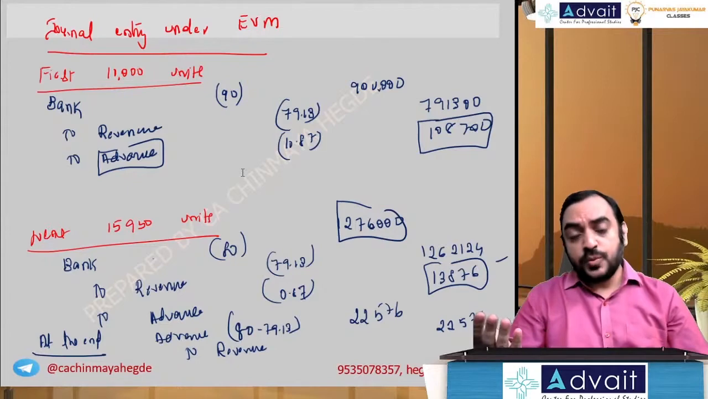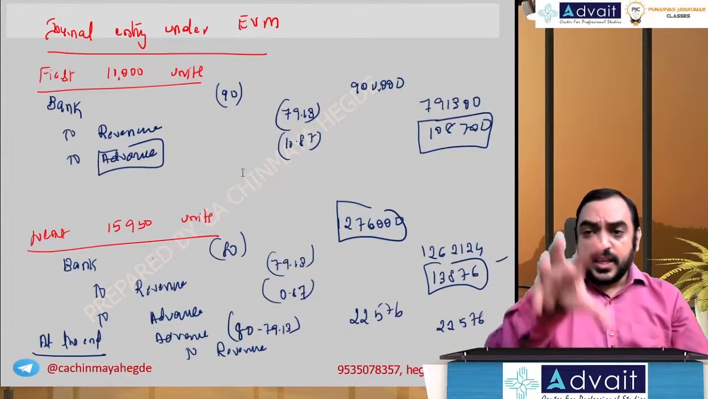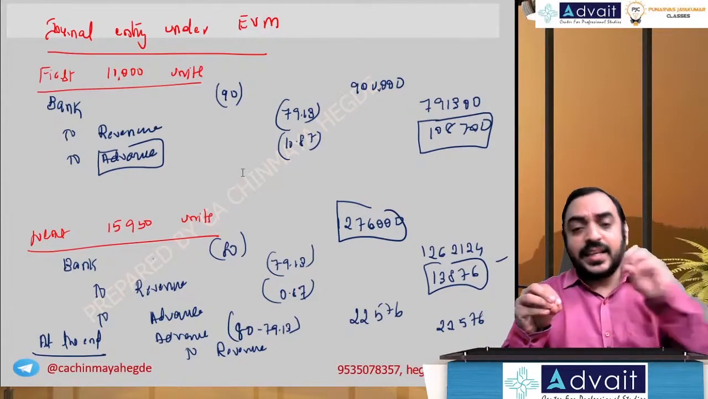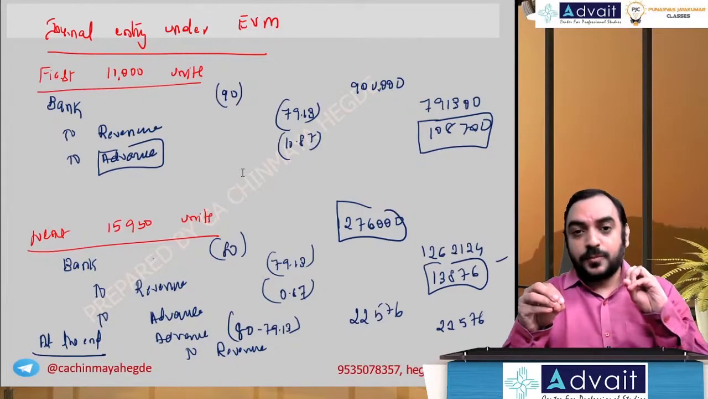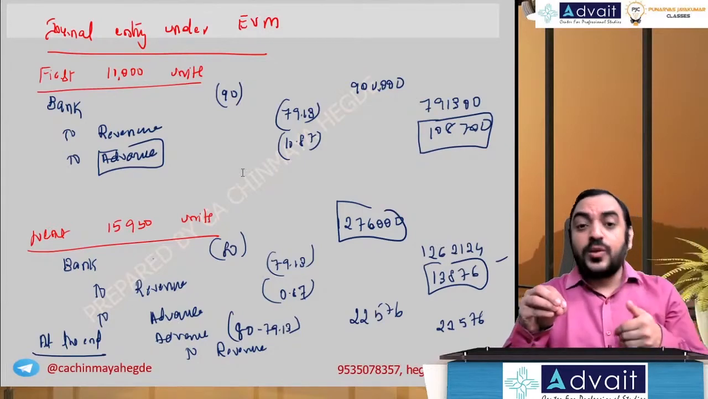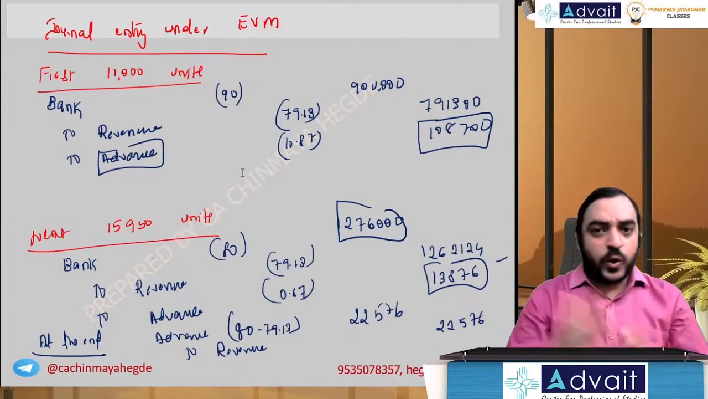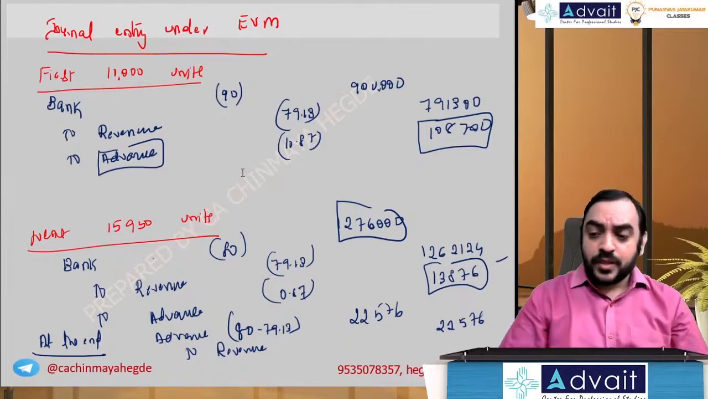You can also assume alternatively, he pays 90 rupees and the second time he does not pay 80 rupees. He adjusts 1 lakh and pays only the balance. That way also the entry can be passed. And please verify the revenue recognized ultimately.